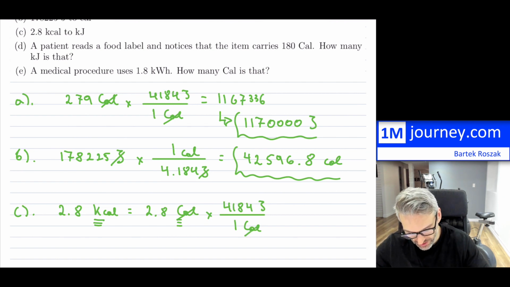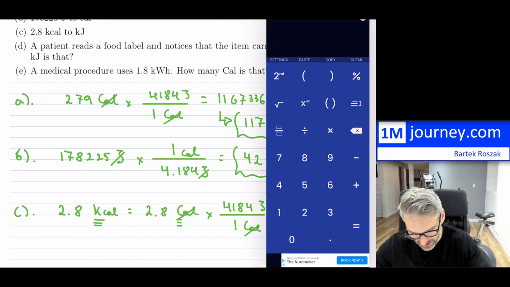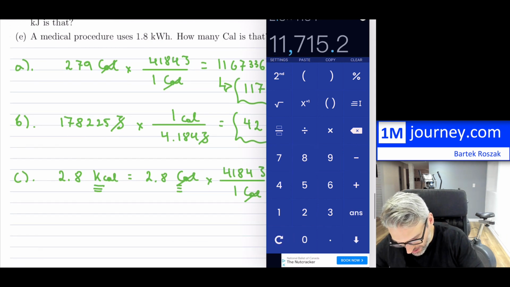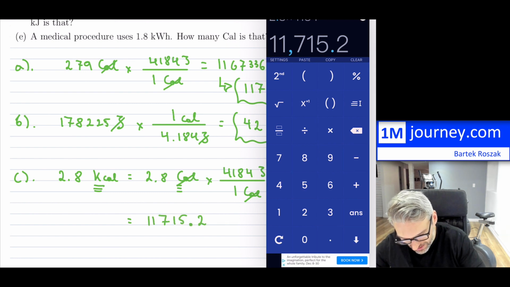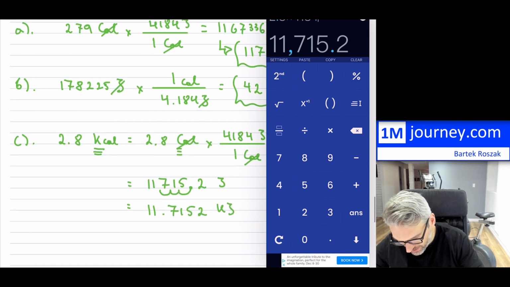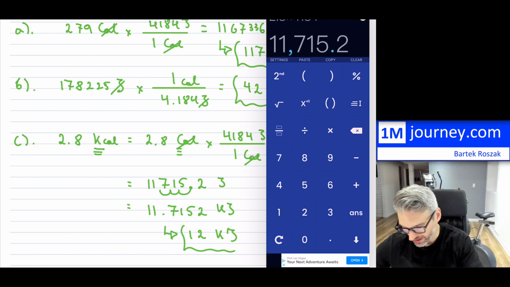And then we can certainly just move the decimal place if needed, because it's kilo, it's going to be 3 times. So 2.8 multiplied by 4184. All right, so that's what we would have: 11715.2, but this is joules. So if you want kilojoules, now you're going to be moving this 1, 2, 3, which is 11.715 kilojoules. And I guess this is 2 sig figs, so this would have been 12 kilojoules as my answer. All right, so that's another one.